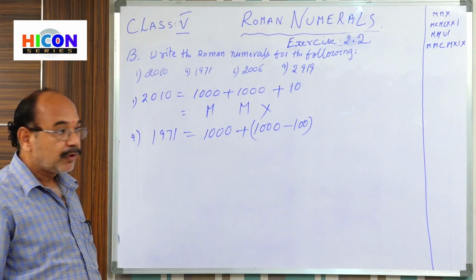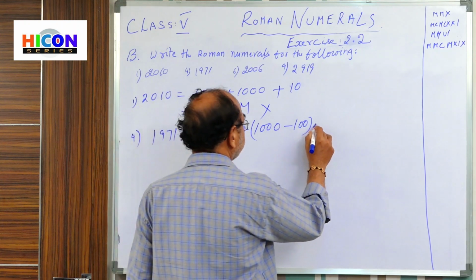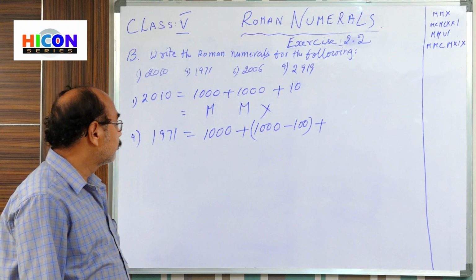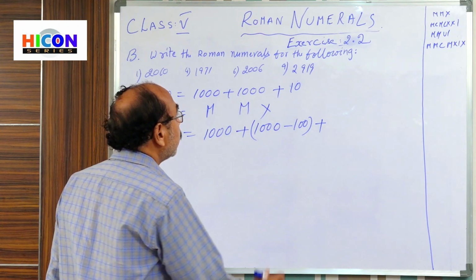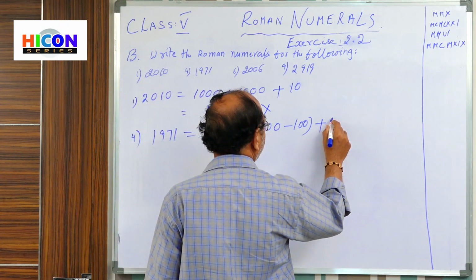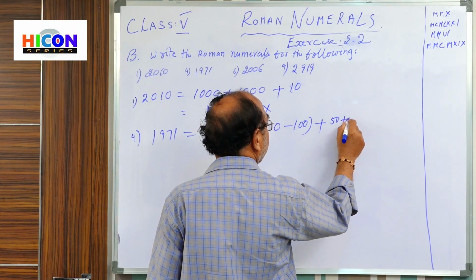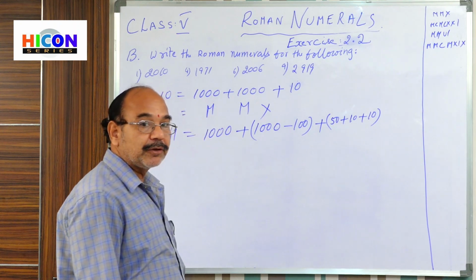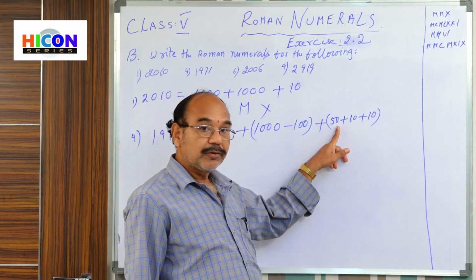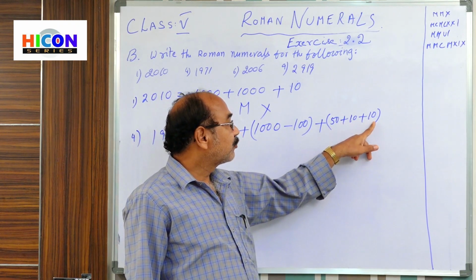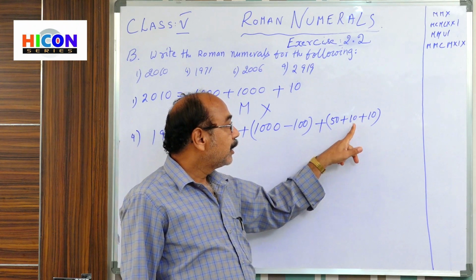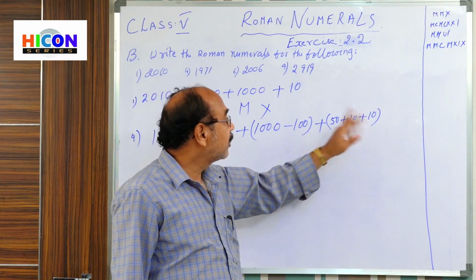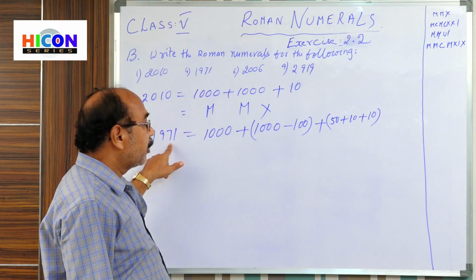Next one, what is it? 70. 70 means L for 50, plus 10 plus 10. Observe now: L for 50, X for 10, X for 10. So L, X, X: 50 plus 10 plus 10 is 60, 70. 70 over.